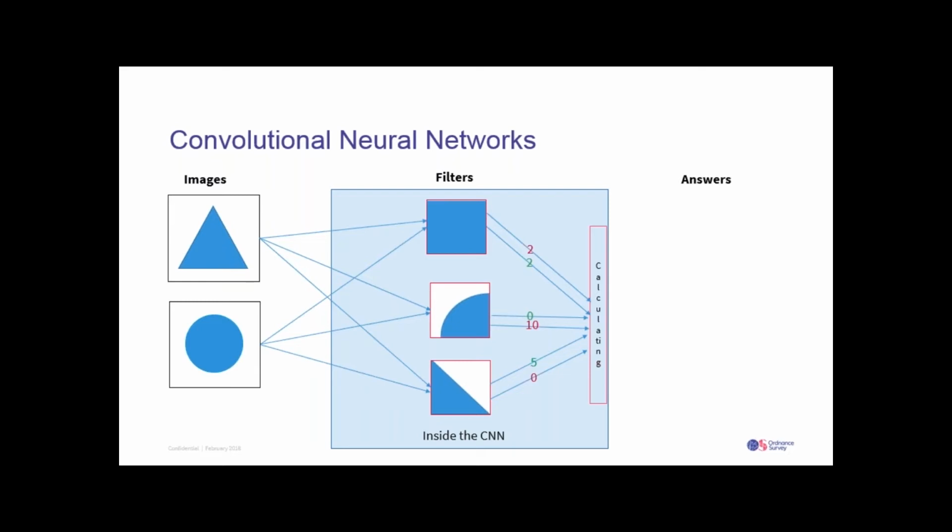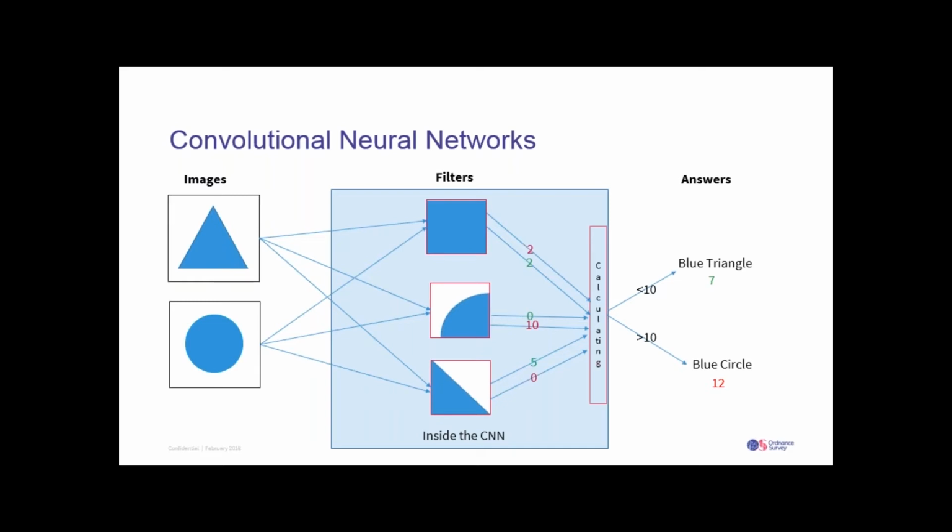So in this case, if it's less than 10, it's going to call it a blue triangle. And if it's more than 10, it's going to call it a blue circle. So if we add up our green numbers, which is for the triangle, it's a 2, a 0, a 5, that's 7. Therefore, it got classified as blue triangle. And the circle in the red got 2, 10, 0, which adds up to 12, which is more than 10. So this is a really basic overview of what it's doing inside and how it classifies.